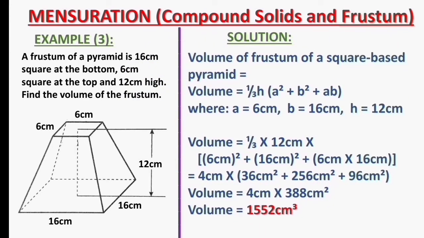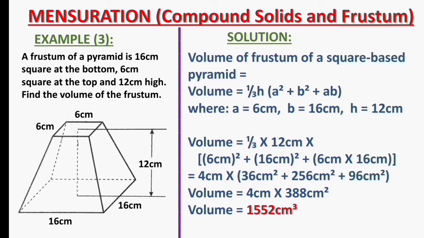The volume of the frustum of a square-based pyramid is 1/3 h bracket a squared plus b squared plus ab. That's the formula to apply here. From the diagram, a, which is the side of the small square, is 6 centimeters. b, which is the side of the big square, is 16 centimeters. While h, which is the perpendicular height, is 12 centimeters.